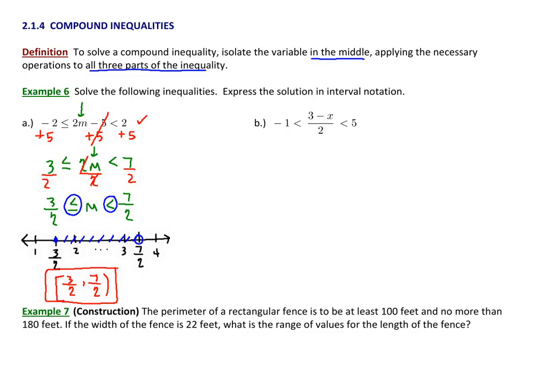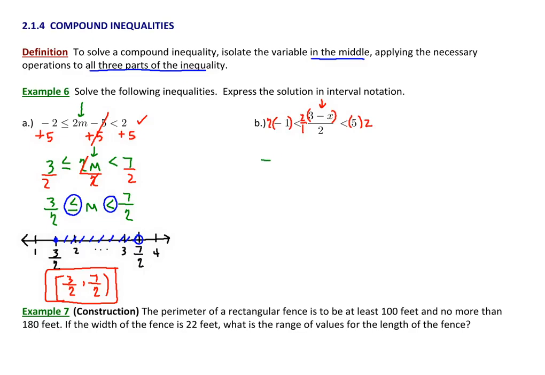And do notice the next example has a fraction. Our goal is the same. We want to get x by itself in the middle. So the first thing I would do would be to clear the fraction. So let's multiply all three parts by 2. I'm just going to sneak it in there on the original equation.